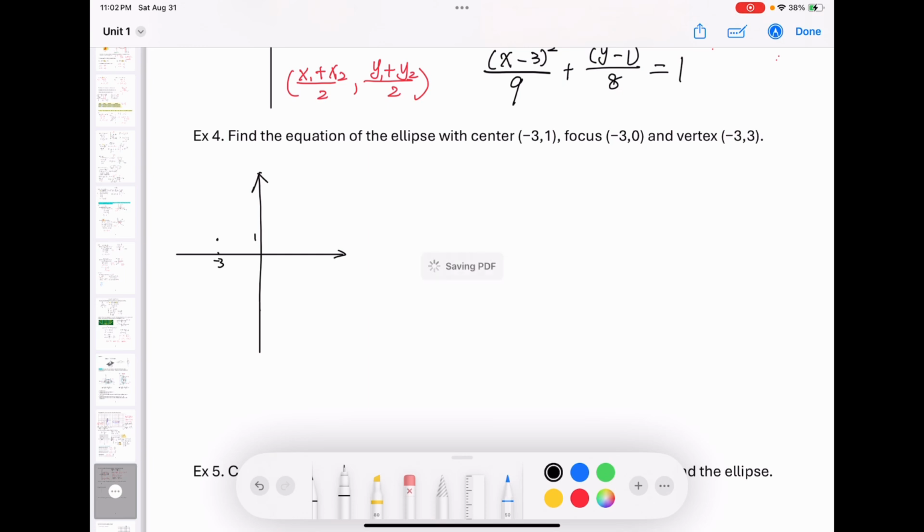And then the focus is (-3, 0). So -3, 0. Maybe we can use a different color. Let's say this is the focus. And then the vertex is (-3, -3). Oh, sorry, (-3, 3). Okay, 3 is here.